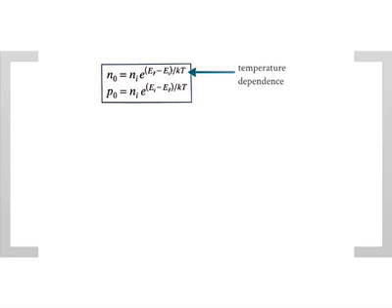Clearly there's a T in the exponent, so we expect that to have some dependence. But the intrinsic concentrations are also temperature dependent. Remember, if you heat the material, more of the electrons in the valence band go up to the conduction band, right? So that's expected. We know what that dependence is. We saw that last class. It is given by this term, square root of NC and NV, and some exponent, which depends on the band gap.